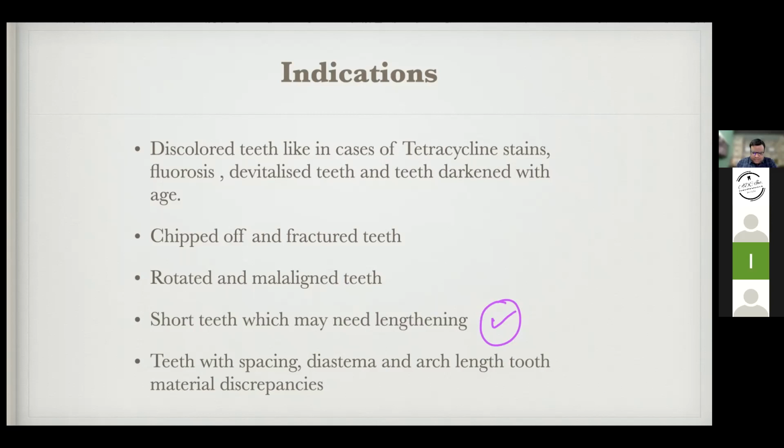Teeth with spacing, diastemas, arch-length tooth material discrepancy, post-ortho. Now, these are your ideal patients to start off with your veneer. So if I had to pick a case and do a veneer on it, if I had to pick my first case, I would pick a case with spacing. Probably one of the easiest cases, but I have to plan the case well. The planning of the case requires a high level of importance.